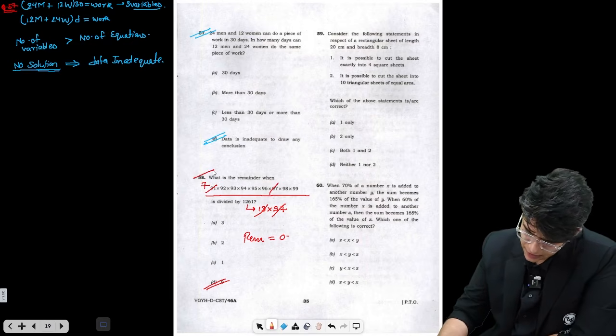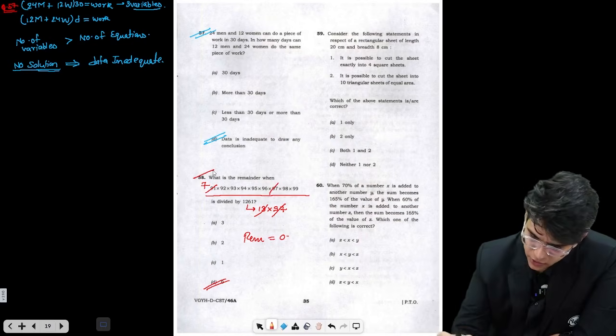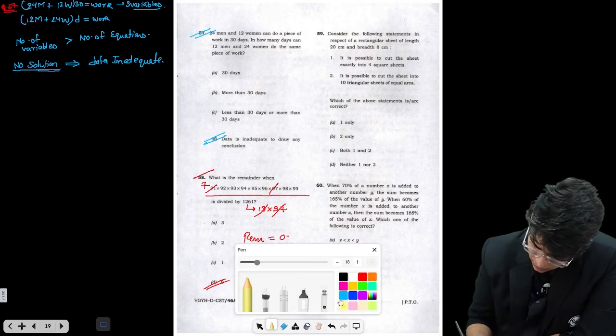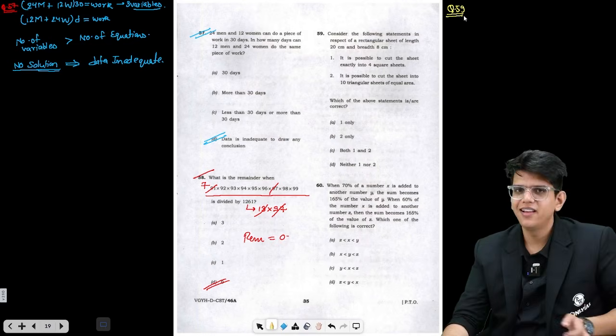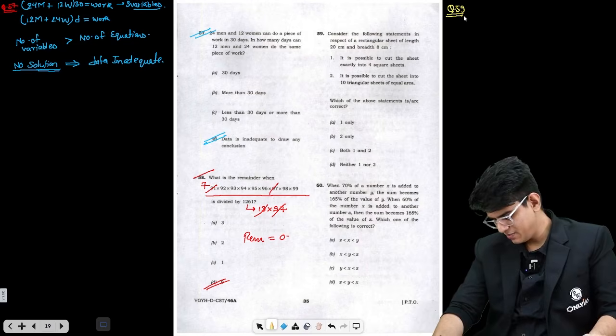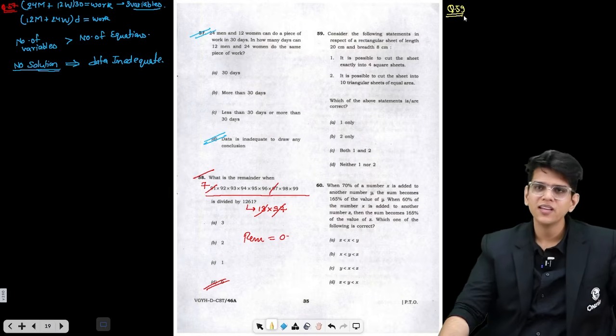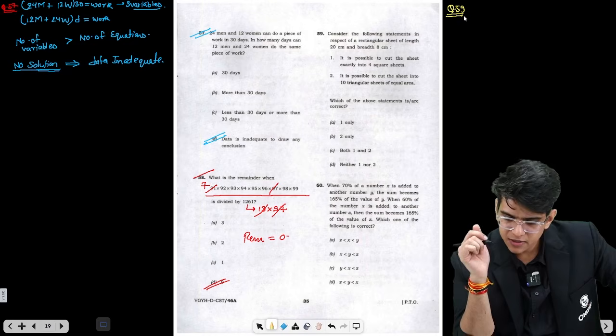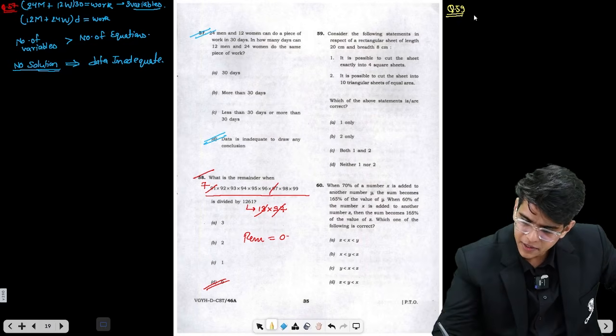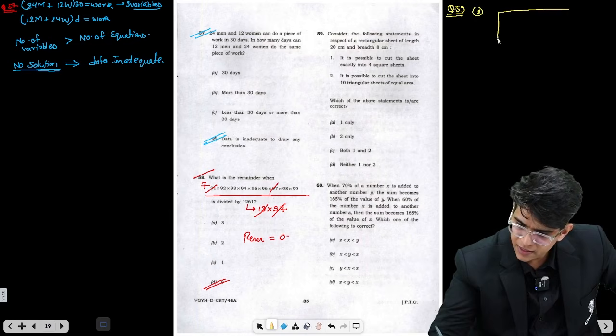Question number 59. Good question actually. Very smart question. This time UPSC played well. Boys played well, right? Similarly, UPSC played well. How? They have given you 2 statements. See, first let's look at the second statement. There is a rectangle, this is 8 and this is 20 dimension.